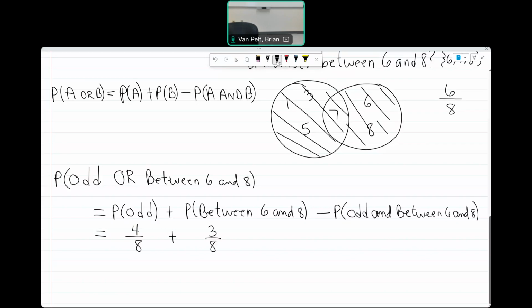Now, the AND situation tends to be simpler for our brains to work with because you're working on a smaller collection. I want you to give me an odd number between 6 and 8. That's the only one, isn't there? 7 is the only odd number between 6 and 8. So there's only 1 out of 8 of those. And then when you add these all together, you just add along the numerators because they all have the same denominator. I have 4 plus 3 is 7, minus 1 is 6.